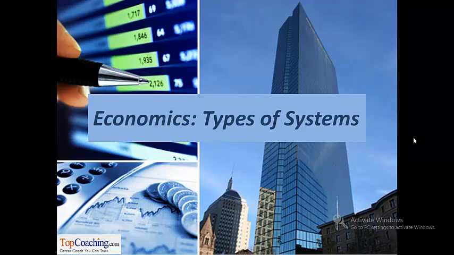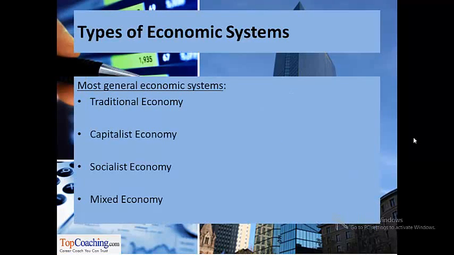After discussing definition, nature, approaches, and classification of economics, let's proceed to the next section in this session, that is the types of economic systems. Economic system consists of various individuals and institutions like banking institutions, educational institutions, economic institutions, etc. The most general economic systems are traditional economy, capitalist economy, socialist economy, and mixed economy. Now let's discuss each type of economic system one by one and see how they are different from each other.